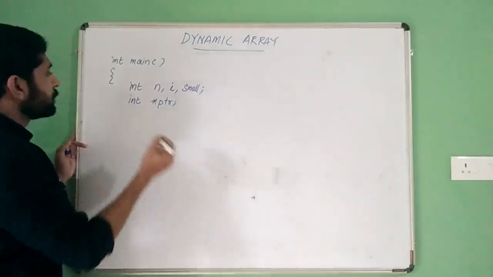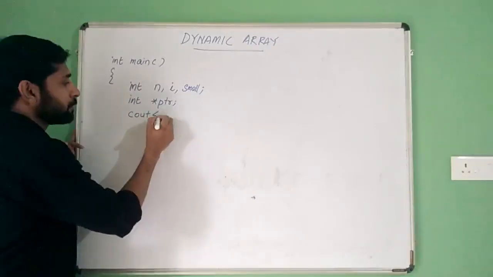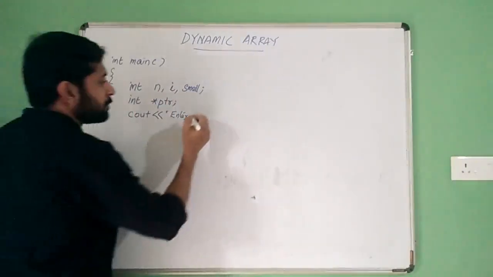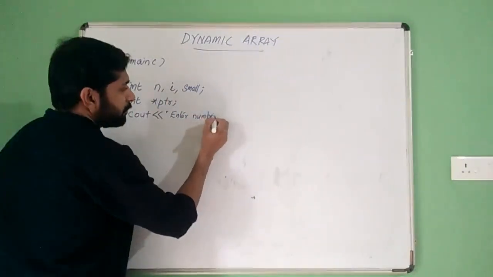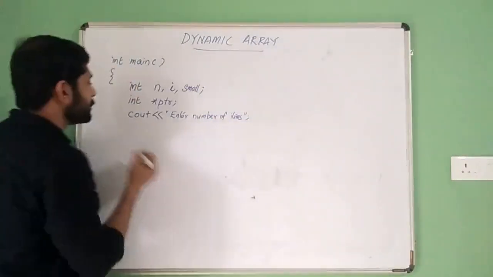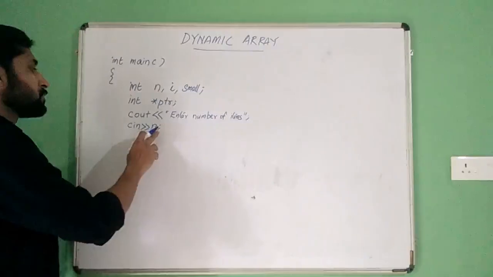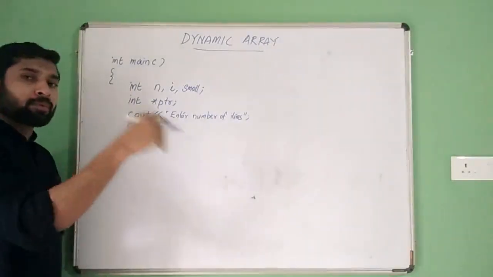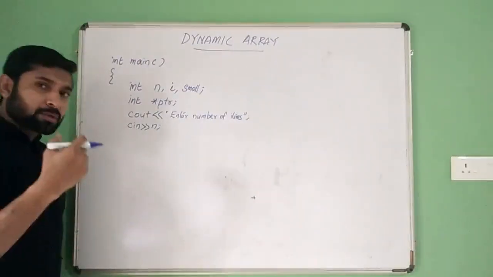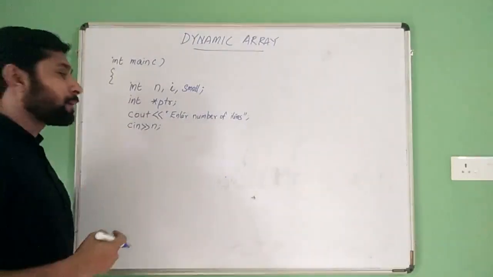Now we are asking for the number of elements: enter number of items, cin n. So this is the number of elements that we are going to input to the array. So far we have not created the array. We are going to create the array using dynamic memory allocation. So we are creating a dynamic array.